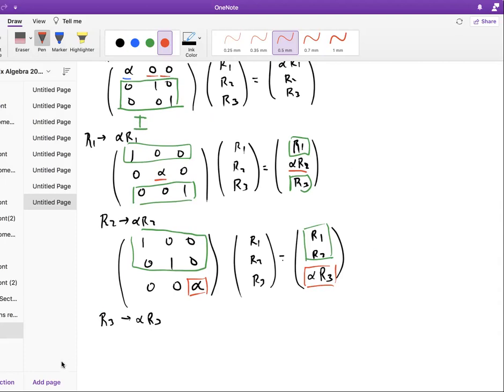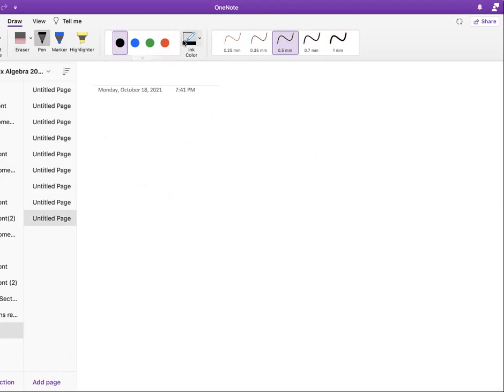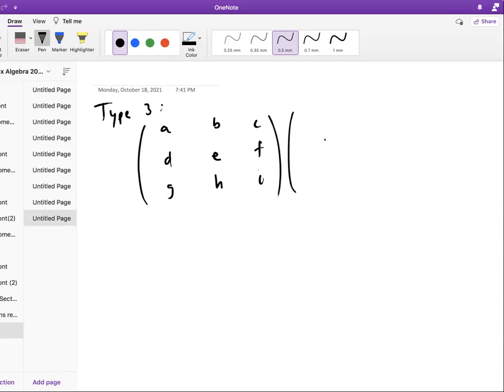Okay, so let's do type 3. Type 3 is the hardest one, but I think we've built up to it well enough. Just before we do this one, is anyone totally lost about what we're doing? All right, great.